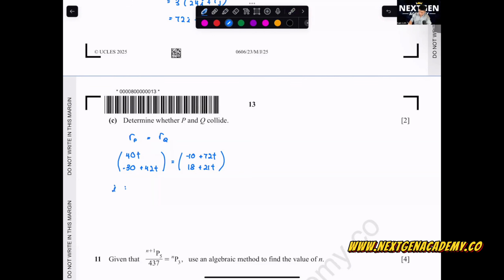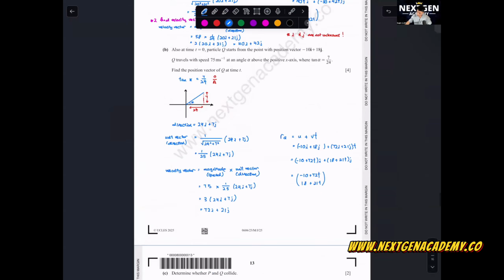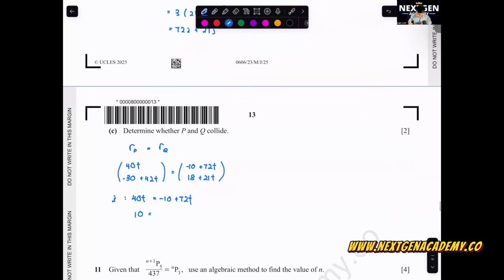We do 40t equals to negative 10 plus 72t. Okay, 72 minus 40. Is it 40? Right? Let me just double check all my values. 40, 32t. So we'll get here 10 over 32, or 0.3125. This is the i direction.